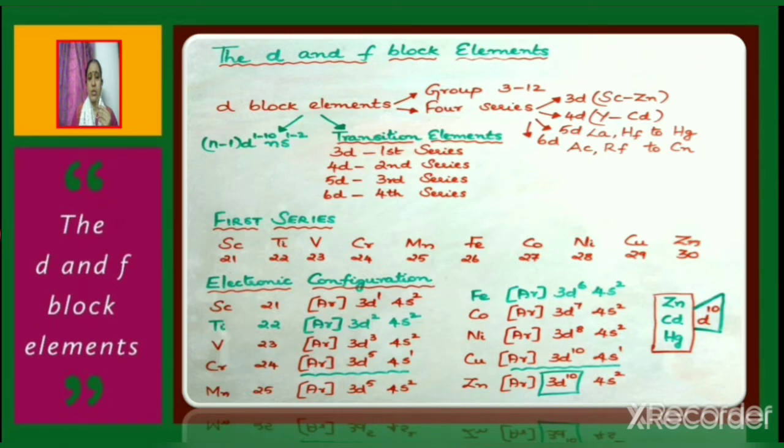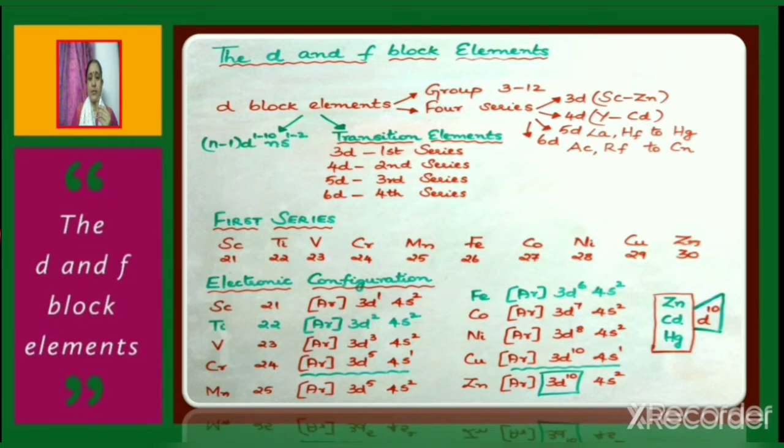The 3d series is known as the first series. It starts with scandium and ends in zinc. In 4d series, the starting element is yttrium and the last element is cadmium. In 5d series, we have lanthanum, hafnium to mercury. 6d series, actinium, rutherfordium to copernicium.